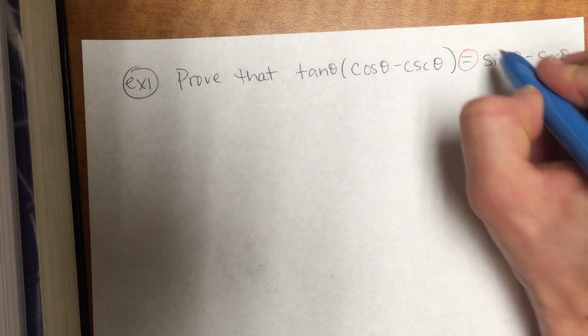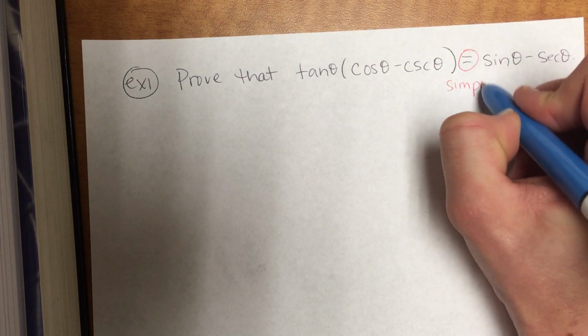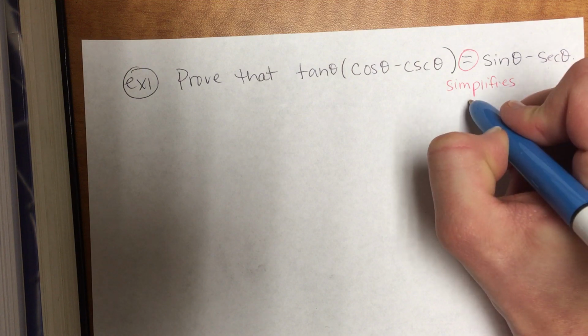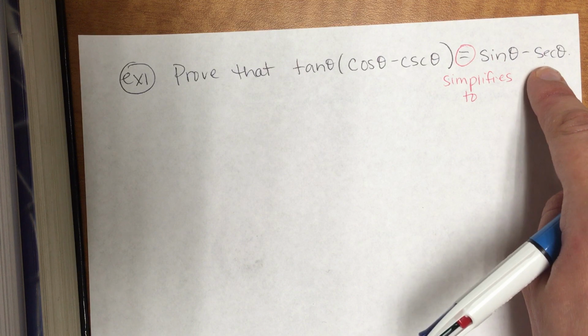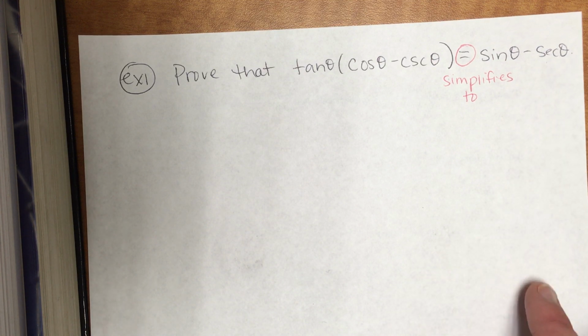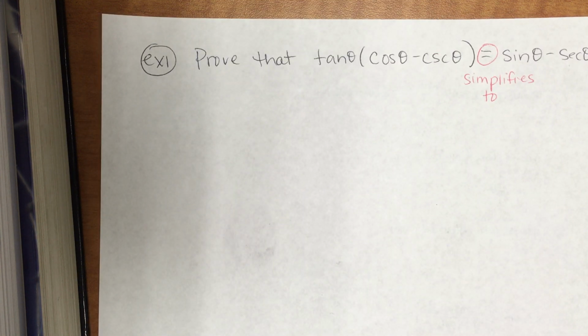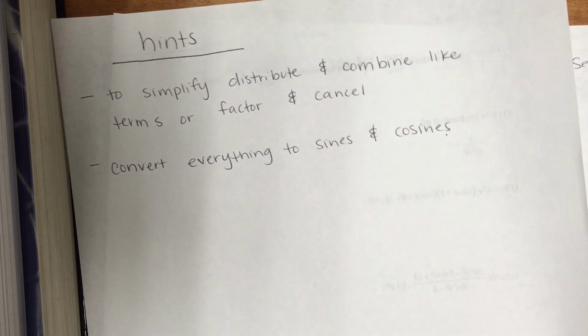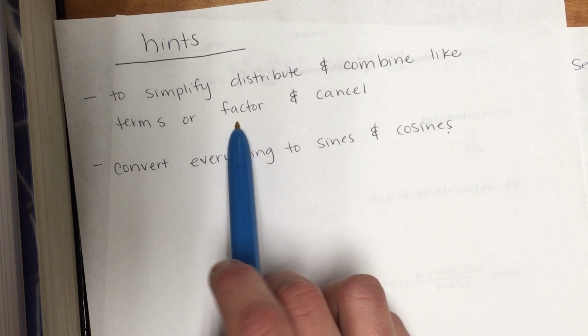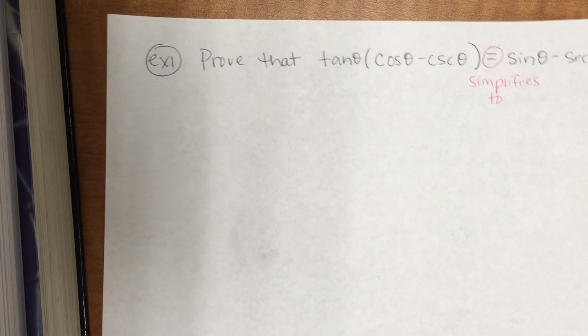It may help you to reword this. Instead of having an equal sign, think of it as the words simplifies to. So we're going to start here, and I'm telling you what we should end up with. If we follow along with what we did the past couple classes, we've been trying to simplify these problems, and remember, to simplify, you can distribute and combine like terms, you can factor and cancel, but in this case we don't have a fraction, so we're not going to factor.